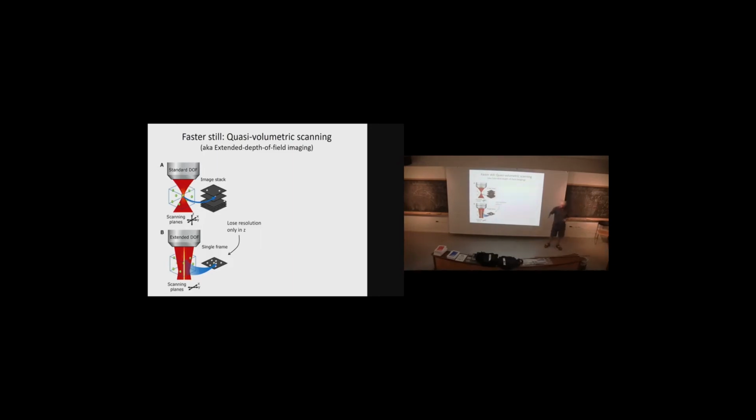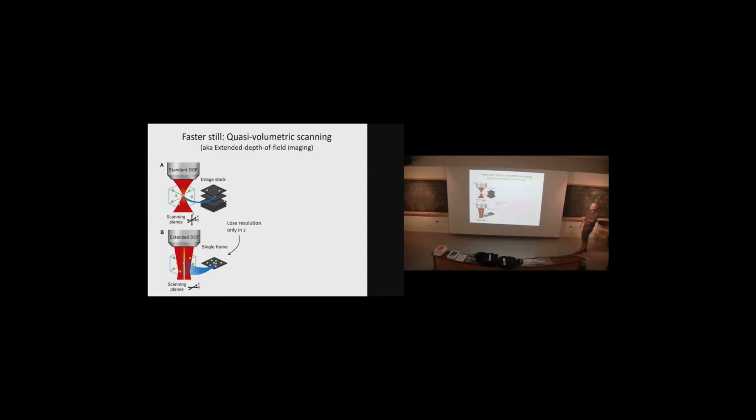All right. So you can use wavefront shaping to generate very elongated point spread functions. It's not like you're not seeing from an extended volume. You see information from an extended volume, but all that information is projected into a 2D plane. And now you can go quite fast because you don't have to scan along the axial direction. You integrate along the axial direction without scanning.